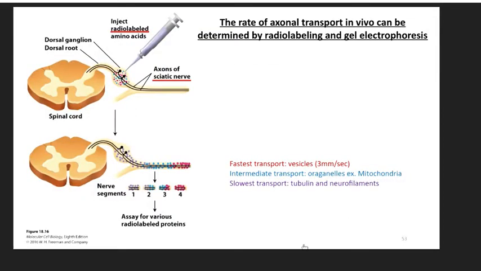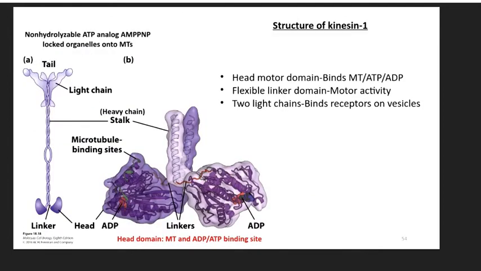This is to show which one moves the fastest and which one moves the slowest among all these different examples. Vesicles move the fastest, while tubulin and neurofilaments move the slowest. Same here: folded state is inactive, and the active state is the open version. In this case, although it is active, it's not moving because non-hydrolyzable ATP is used here to lock the organelle onto the microtubule.